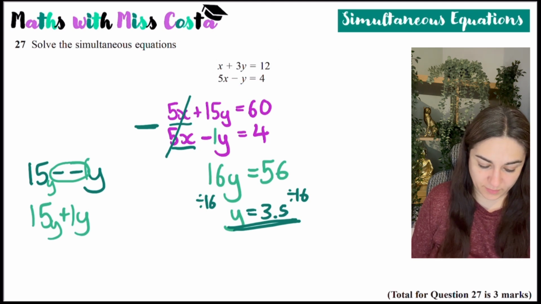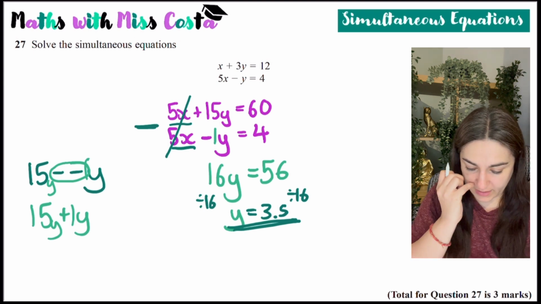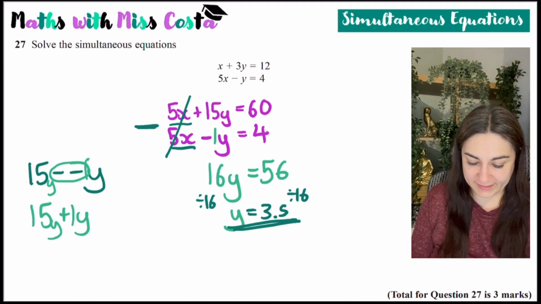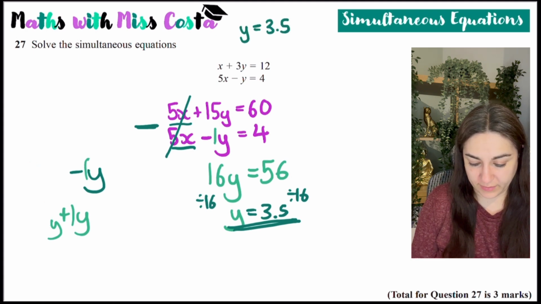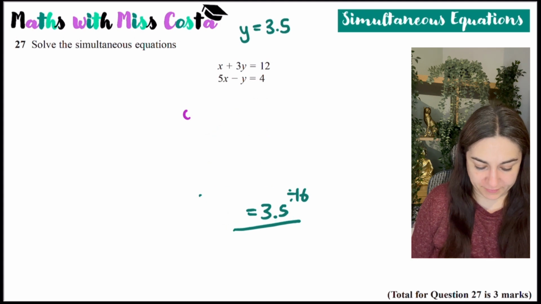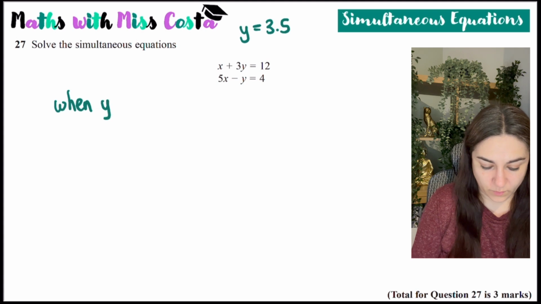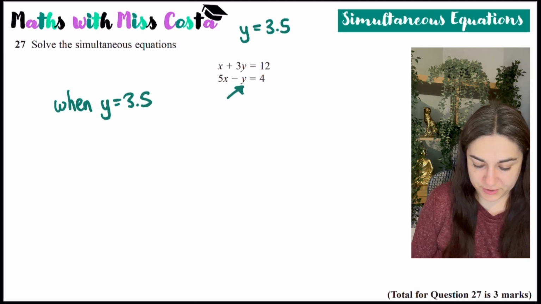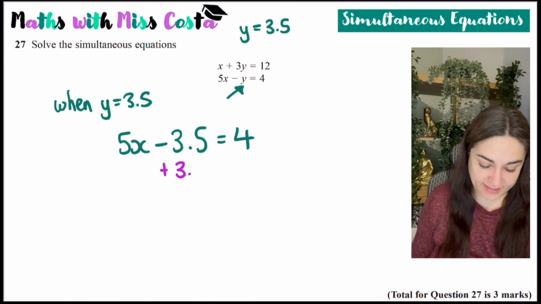Now, when I've figured out one of my values, what I can then do is substitute back into the easiest equation to figure out what my x value must be. So it doesn't really matter which one you pick. We're just going to say y equals 3.5. And then let's have a go at substituting back into it. So when y equals 3.5, I'm going to just choose this one. 5x, take away one lot of y, which would be 3.5, equals 4. And now I need to solve this equation to find out what x is.